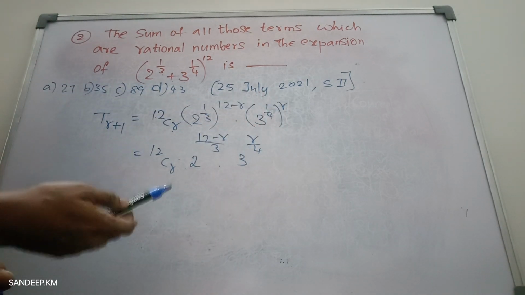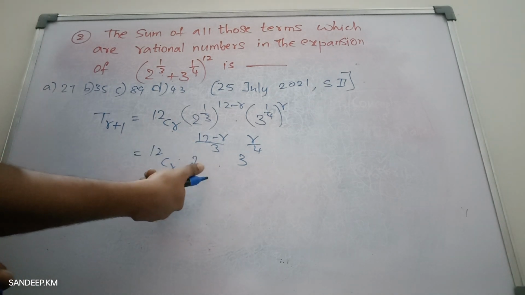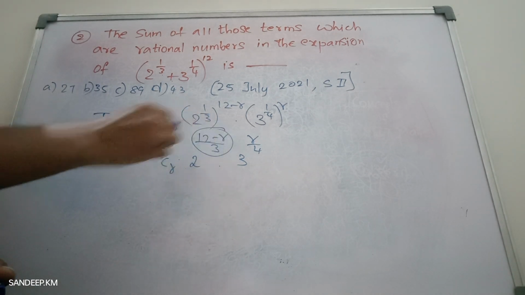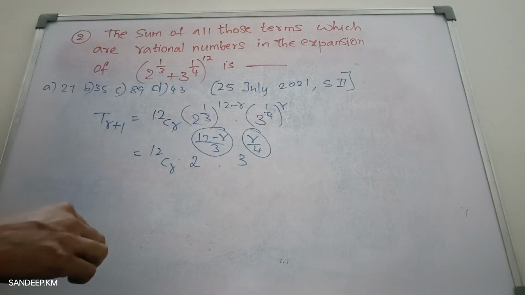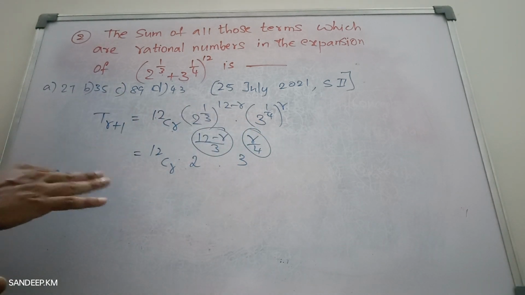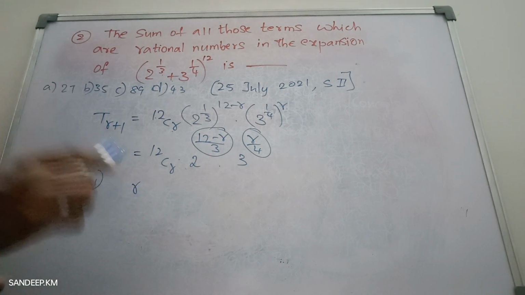So as I told you in the previous example, if you want this term to be a rational term, the power of 2 must be an integer and the power of 3 must be an integer. Correct or not? So based on this only we are solving this question. So first condition: what about the r value?